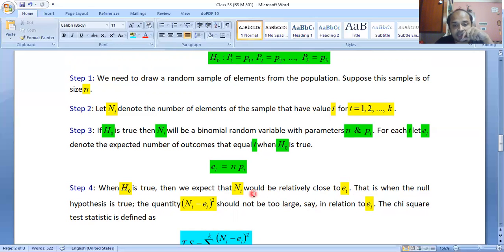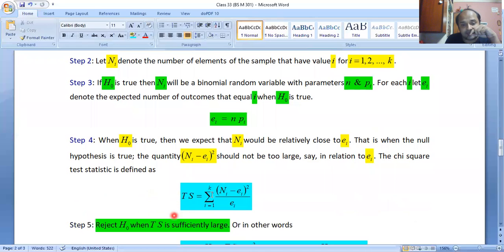So for each ei, we are actually talking about a ratio over here. If we talk about E1, then the square of the difference N1 minus E1 will not be too large. If we talk about E2, the square of the difference N2 minus E2 will not be too large, and so on. Okay, so in this way, we define the chi-square test. Chi, C-H-I, is pronounced as chi. We define the chi-square statistic in the following manner.